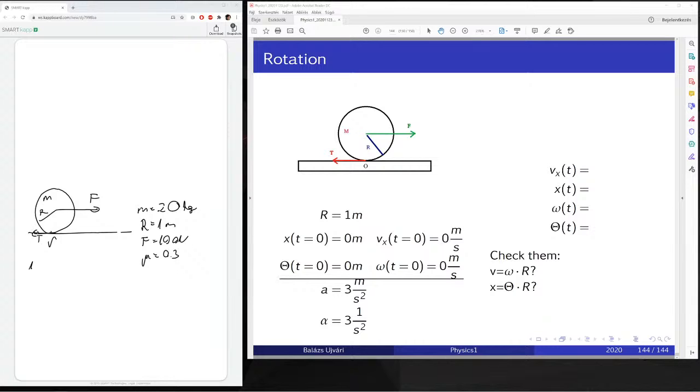So 100 Newton minus the unknown T has to accelerate the body. The T will rotate via lever arm 1. It's a cylinder, 1/2 times 20 times 1 squared times alpha, and for pure rotation, A equals R times alpha. That means the nominal value, what we wrote here, this 3.3, is the same for alpha and A, but don't forget the units are different.